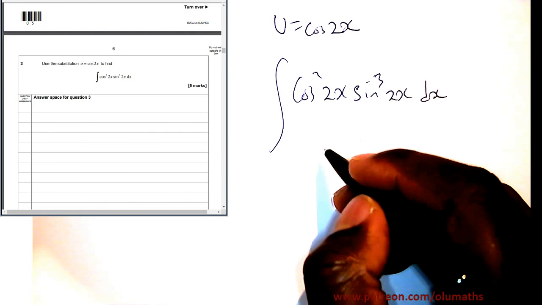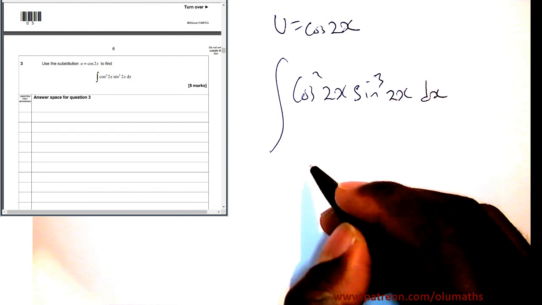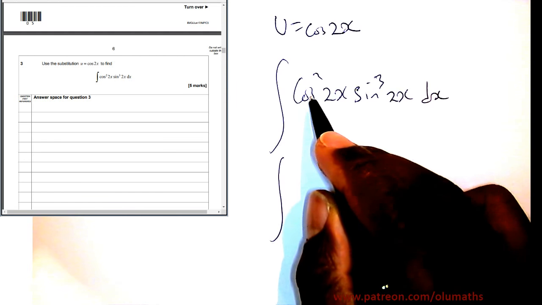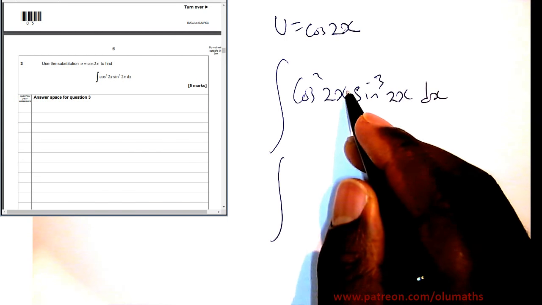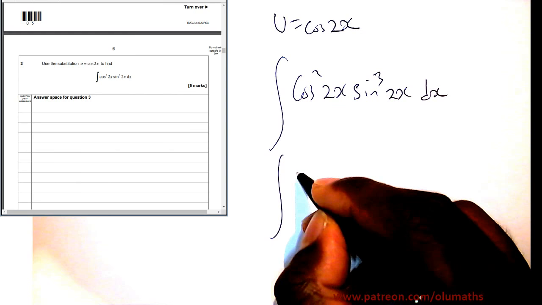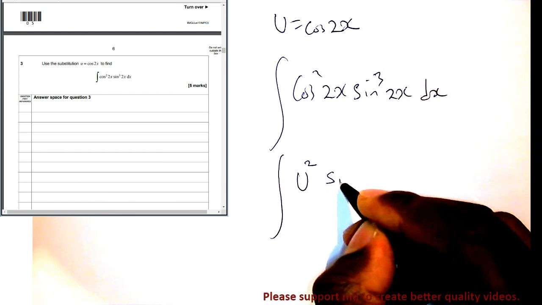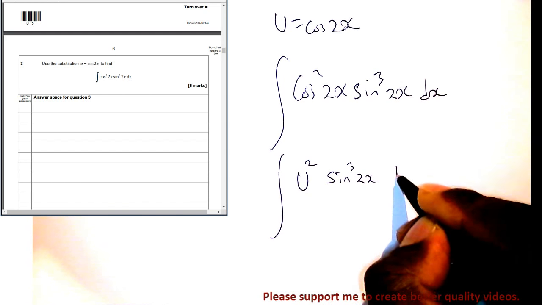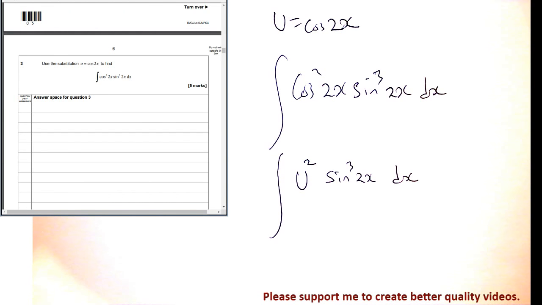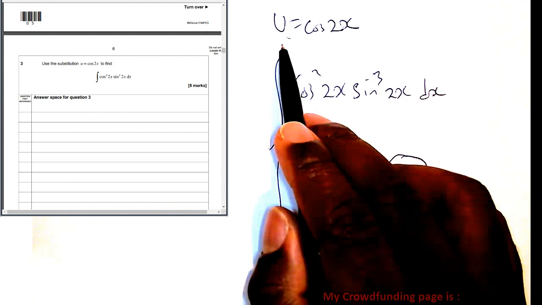So if that's the substitution we're meant to use, let's rewrite this as u squared, because that's cos 2x all squared. So that's u squared sine cubed 2x dx. We shouldn't be having any x there at all. Can we look for how to replace the dx in terms of du? Yes, we can, by finding du over dx.